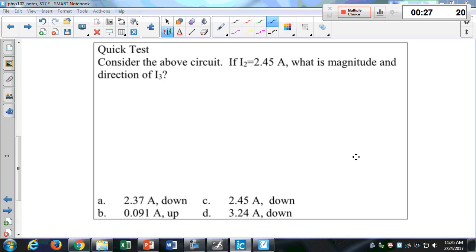We can choose a loop where you can solve without much fanfare for I3.